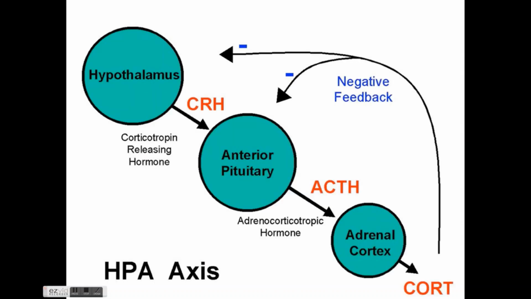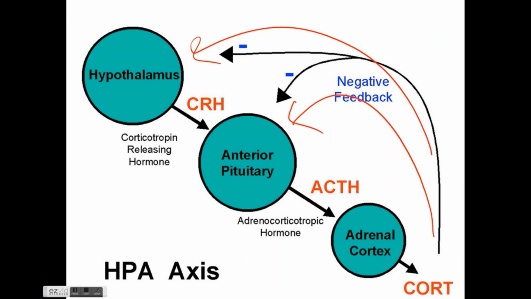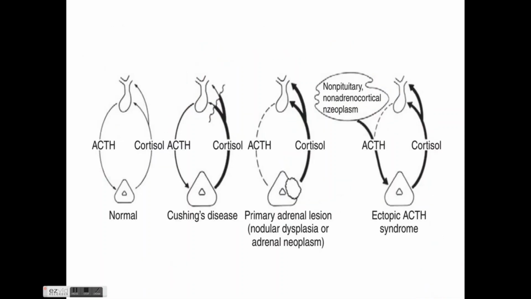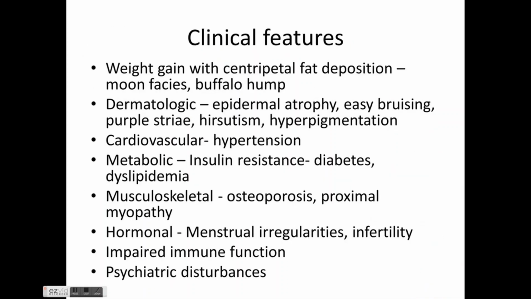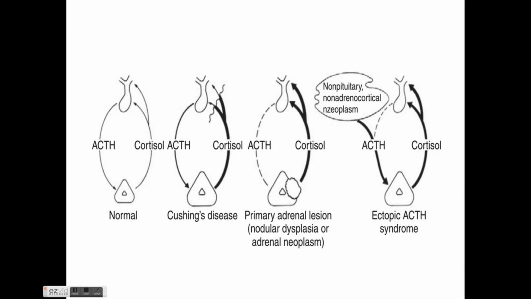So, normal hypothalamic-pituitary-adrenal physiology is: the hypothalamus secretes the CRH, which acts on the anterior pituitary to secrete ACTH, which stimulates the adrenal cortex to release the cortisol, which has a negative feedback on both the anterior pituitary and the hypothalamus. So, this is the normal feedback which I just talked about, and here we can see that the cortisol will have a negative effect on both the hypothalamus as well as the pituitary.